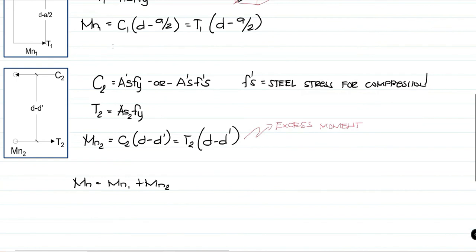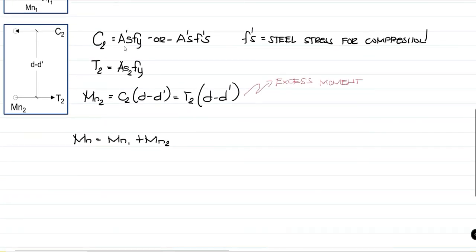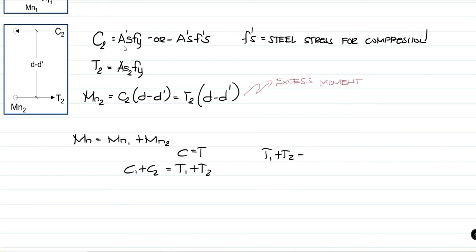So, if we take the static equation from here, we can have C is equal to T. Whereas our C will be C1 plus C2 is equal to T1 plus T2. But as you can see, our tension 1 there is only the tension reinforcement. So, we can simplify T1 plus T2 as a value T. So, that will be C1 plus C2 is equal to T.